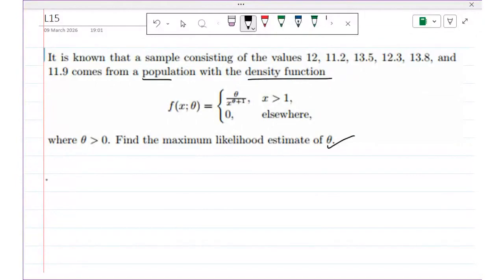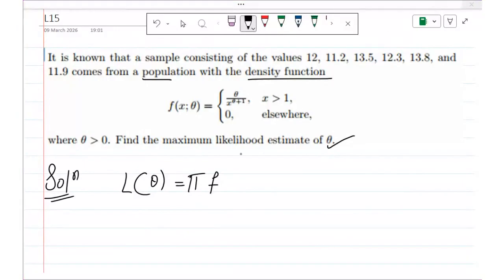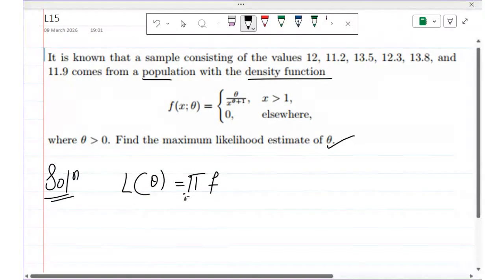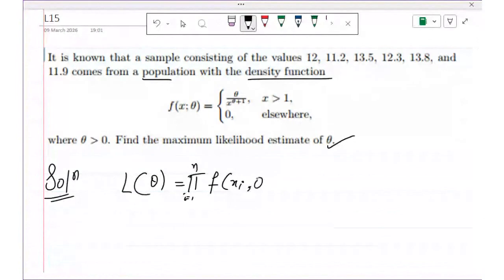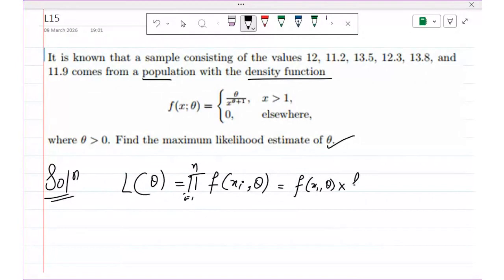Okay, the solution. Students, first of all, we will find the likelihood function. What is the likelihood function of this parameter theta? That is the product of, so let me write the definition first. This pi symbol is used for the product, i varying from 1 to n, f of xi comma theta. In simple words, it is f of x1 comma theta into f of x2 comma theta into so on, f of xn comma theta.